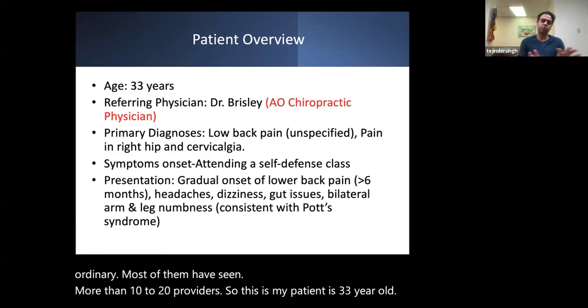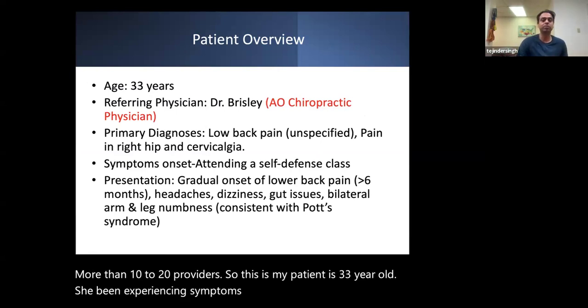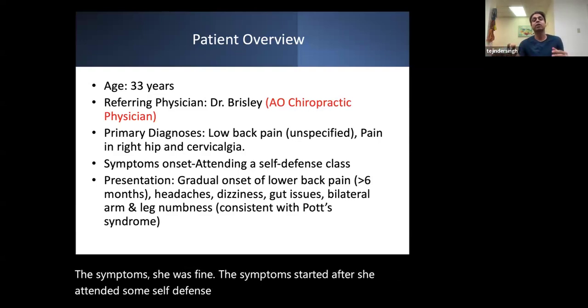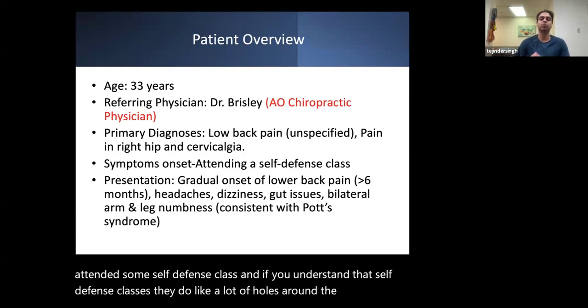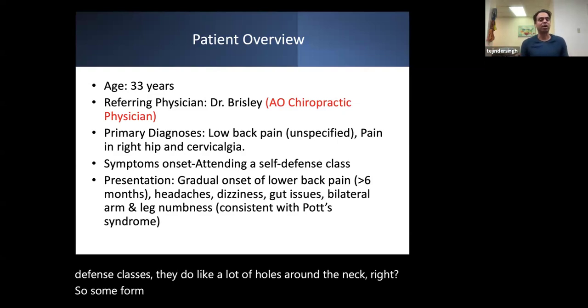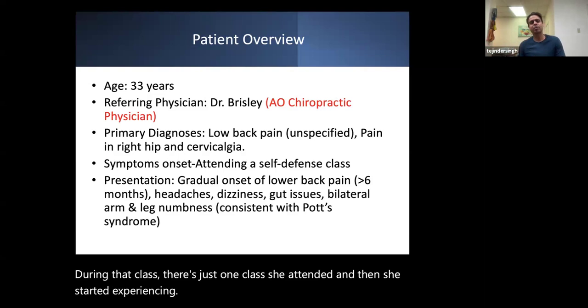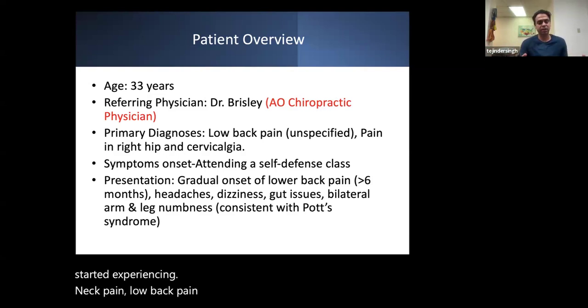She has been experiencing symptoms since 2015. She was fine. The symptoms started after she attended a self-defense class. And if you understand, self-defense classes involve a lot of holds around the neck, right? So some form of mechanical trauma happened. During that class, just one class she attended, she started experiencing neck pain, low back pain, headaches, dizziness, gut issues, bilateral arm and leg numbness.